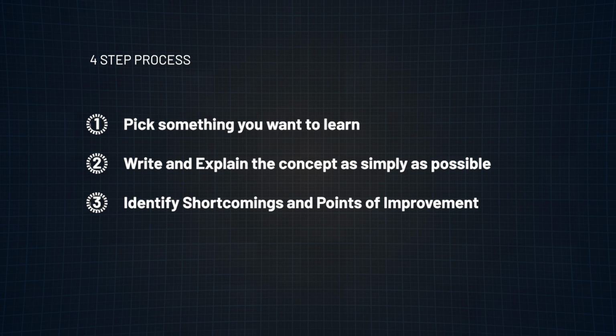Step 3 is to identify any areas where your explanation falls short. In this step, you should look for shortcomings and unanswered questions in your explanation and address them. This ultimately helps you fill in the gaps in places where you may be missing knowledge. And lastly, step 4 is to review your explanation and simplify it further if needed.